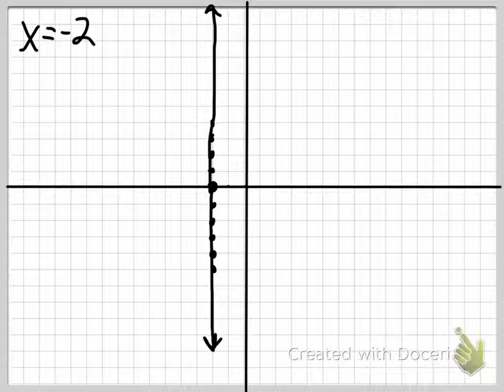So there's the line x equals -2. It's a vertical line going through x equals -2.